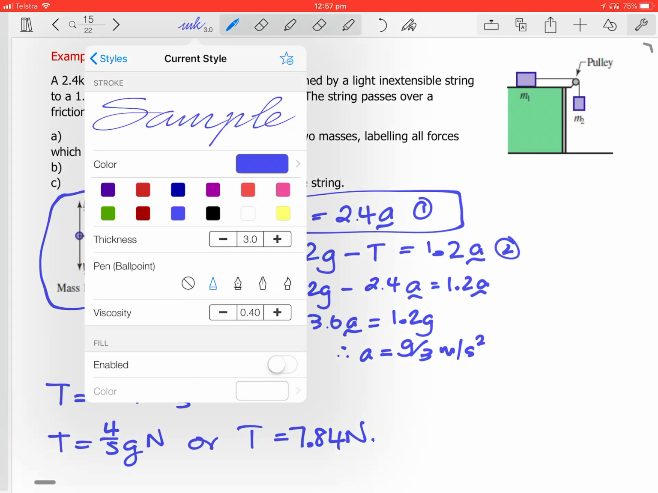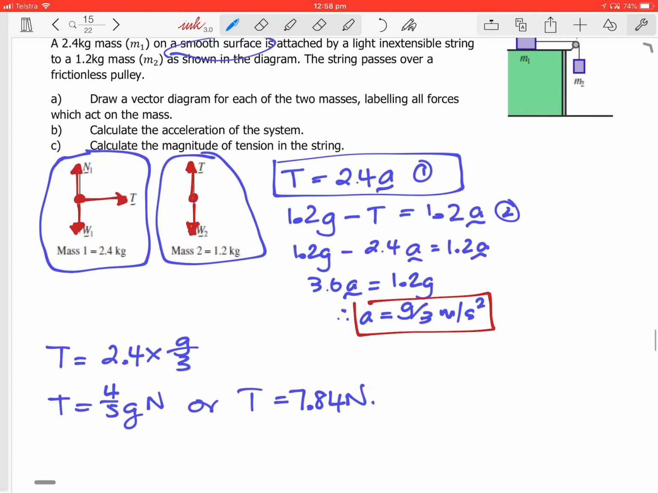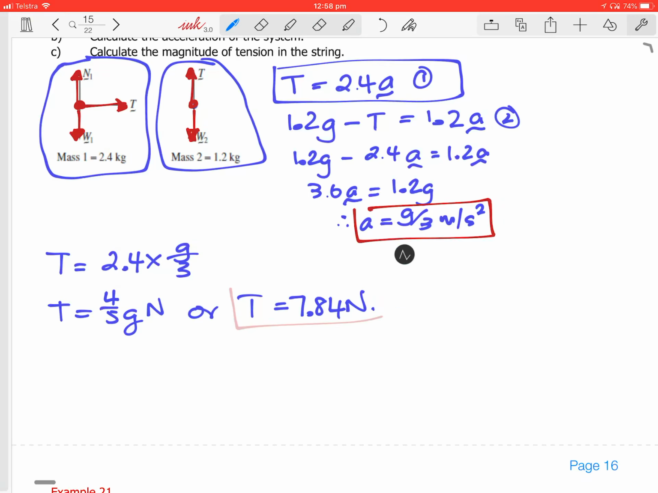So we've answered our questions. The first one, draw a vector diagram. So here, there's the particle that's on the flat plane. There's its weight force. There's its normal force or reaction force. There's our tension to the right. We've got tension going up in the other particle. And then we've got the weight force going down. Our acceleration is g on 3 meters per second squared. And our tension in the string, I'd probably leave it like this actually, 4/5 g, because it's an exact answer.